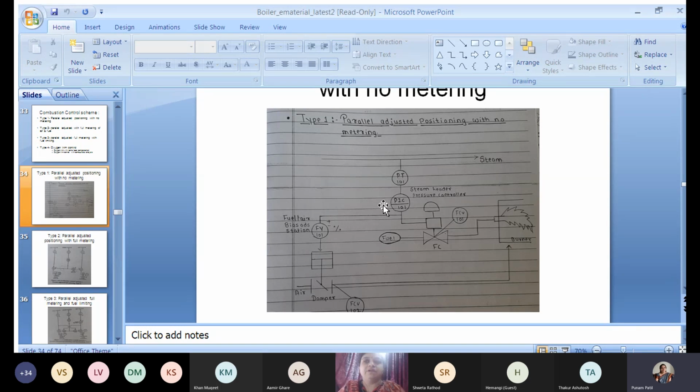Here what we studied, fuel and air control valves are adjusted parallelly. Their position is adjusted by using the steam demand. So if the steam demand is more, more amount of fuel and air should be added to the furnace. For that, the valve position is adjusted by using the signal. If the steam demand is less, accordingly it will adjust the signal.